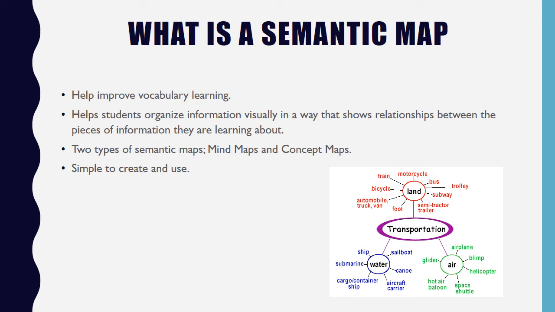There are two types of semantic maps. One of them is a mind map and the other one is a concept map. So a mind map displays a central concept from which secondary information branches off. And a concept map includes more than one concept with the primary purpose to show the relationships between the concepts.